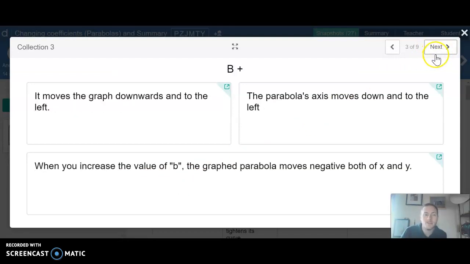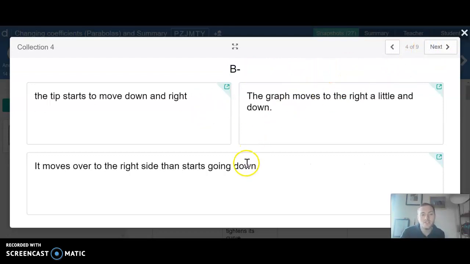Okay, then we looked at B. And we noticed that B did something a little bit weird. It moved the opposite of what you would probably expect. So when B was positive, when B got bigger, it moved to the left and down. And when B was negative, it moved to the right and down. So either way, it goes downward when B changes. But it either moves to the left or to the right.